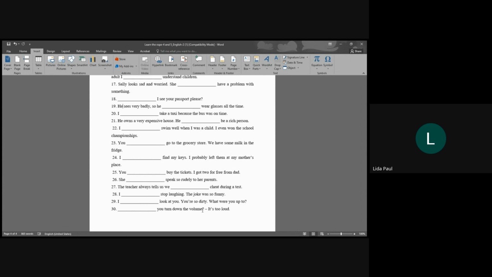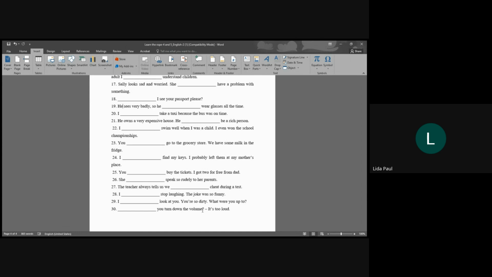29. "I dash look at you. You're so dirty. What were you up to?" Not "I won't look at you." Again, same thing as in sentence number 28. It is impossible to look at you. So, can't or couldn't. I can't look at you. I couldn't look at you. You're so dirty. What were you up to?